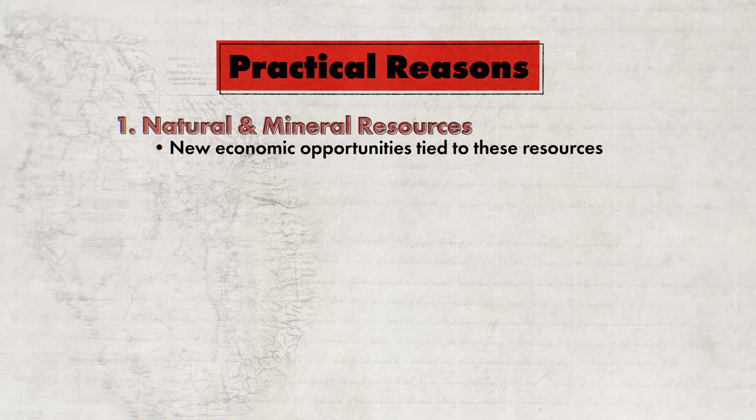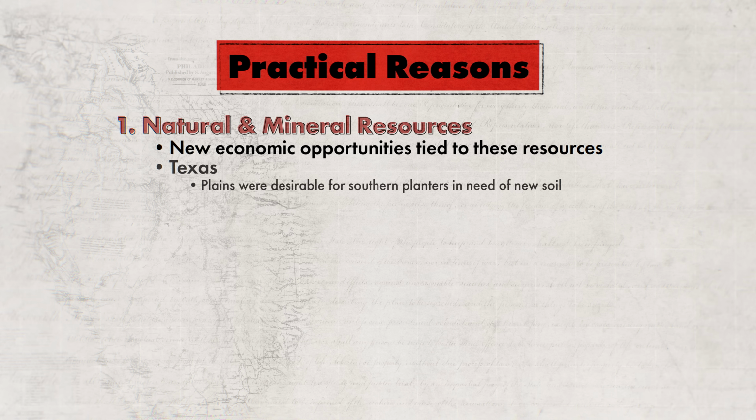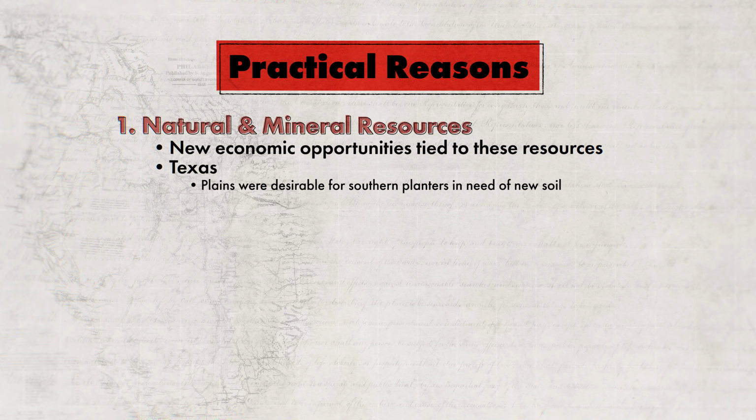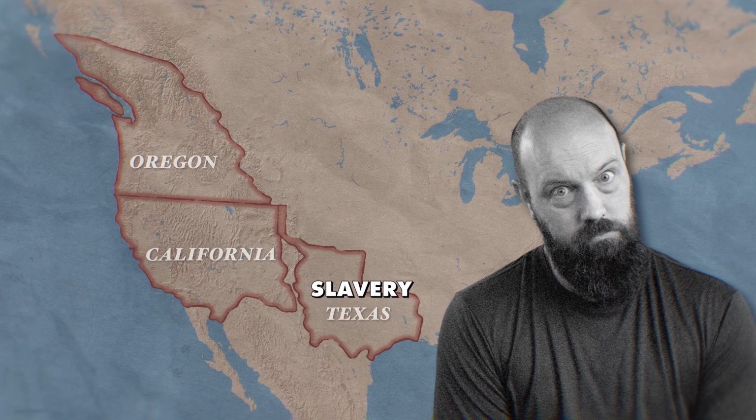And that act would ultimately set off a war between the U.S. and Mexico, and my next video is going to be all about that. But for now, all you really need to know is that the vast plains of Texas were highly desirable for southern planters who needed new soil. And the fact that they brought slavery with them into Texas would cause its own problem.